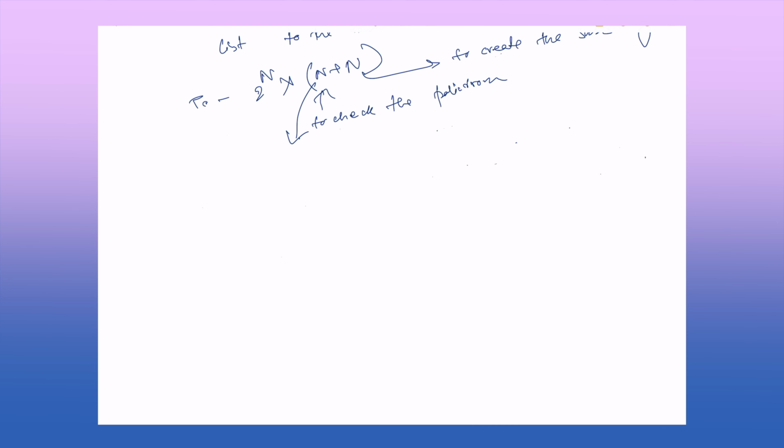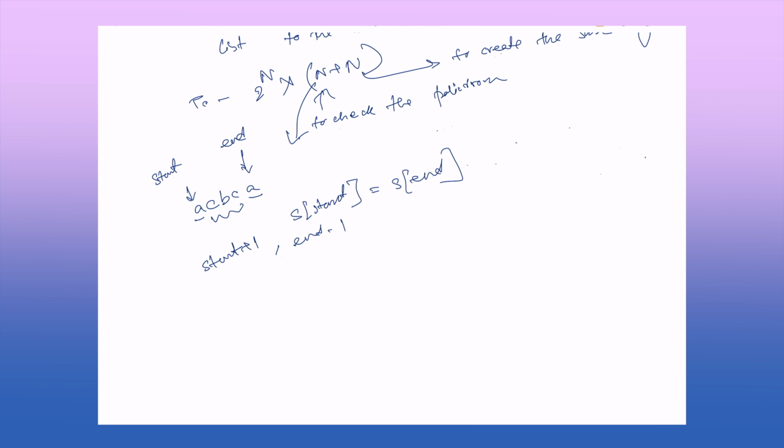Okay, let's take an example: A C B C A. This is start, this is end. Here S of start is equal to S of end, so this is same. Now the substring which started from start plus 1 and ended with n minus 1, this particular part, if this is palindrome, then the entire string can be palindrome.